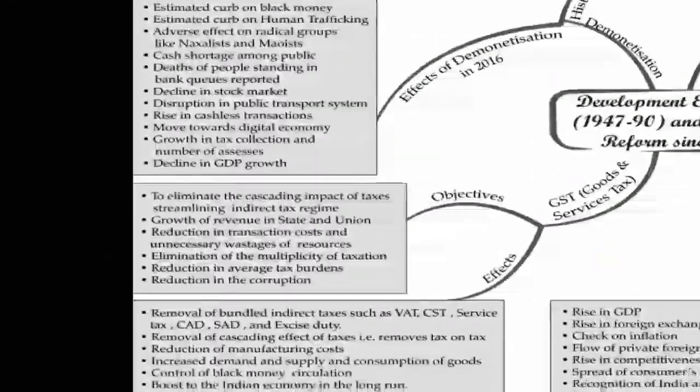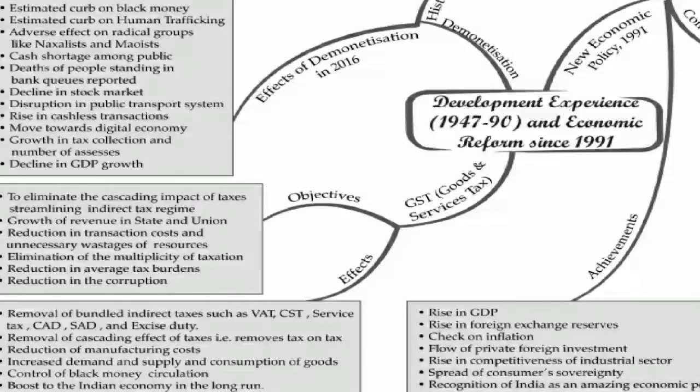Then the second, we have to study about goods and services tax. Here the objectives I have mentioned. What is the meaning of goods and services tax, you need to study. Then what are the purpose, why it was implemented. Here the objectives are to eliminate the cascading effect of taxation on the indirect taxes, to increase the revenue of the state and central government, to reduce the transaction cost and unnecessary wastage of resources, to eliminate the multiplicity of taxes and reduce the corruption. These were the main objective.